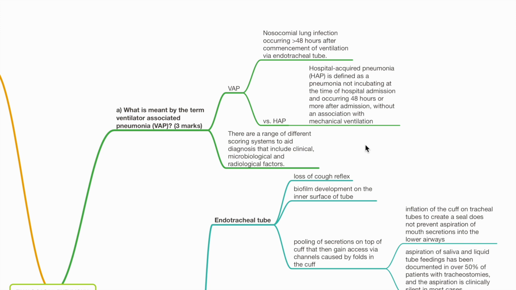This is in contrast to hospital-acquired pneumonia (HAP), which is defined as a pneumonia not incubating at the time of hospital admission and occurring 48 hours or more after admission without an association with mechanical ventilation. There are a range of different scoring systems to aid diagnosis that includes clinical, microbiological, and radiological factors.